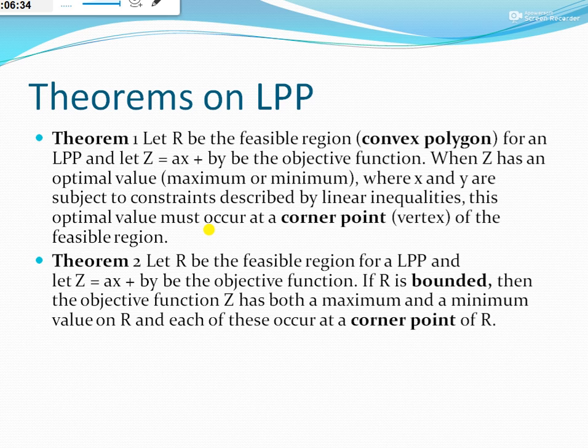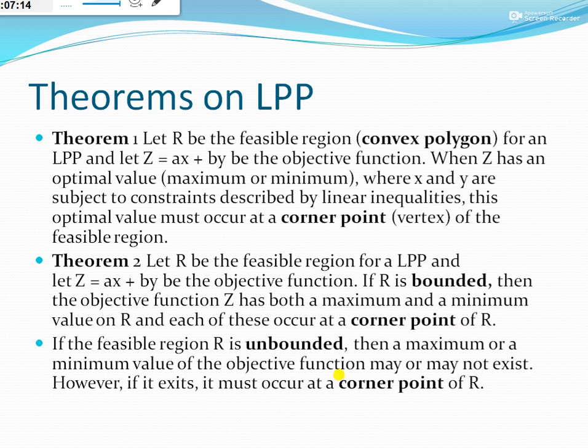And now the second theorem. Let R be a feasible region for an LPP and Z is equal to AX plus BY is the objective function. अब ये जो feasible region है, ये हमारे पास two types के हो सकते हैं. One is bounded, second is unbounded. If R is bounded, bounded means चारों तरफ से बंद है, then the objective function Z has both a maximum and minimum value on R. And each of these occur at the corner points of R.